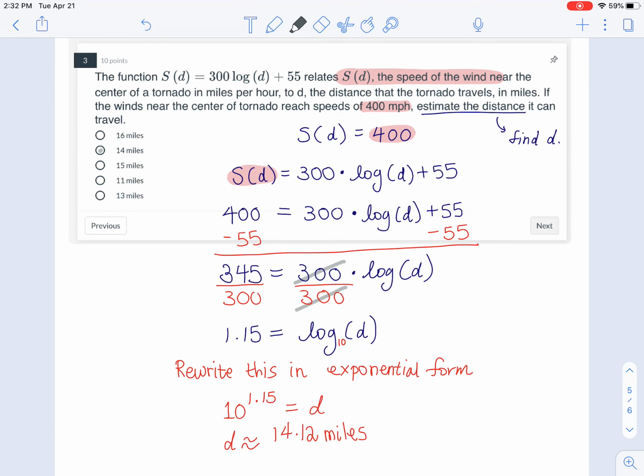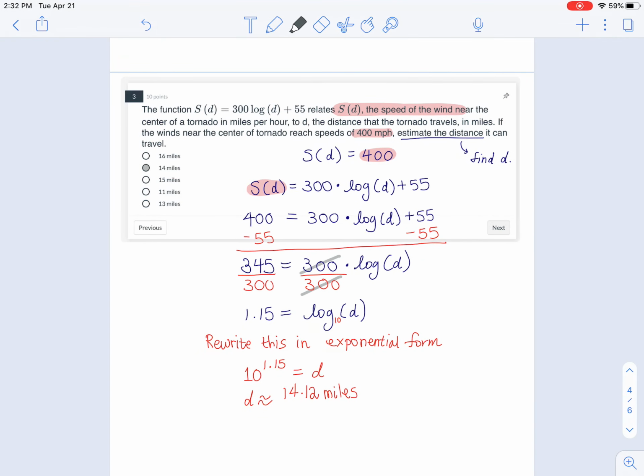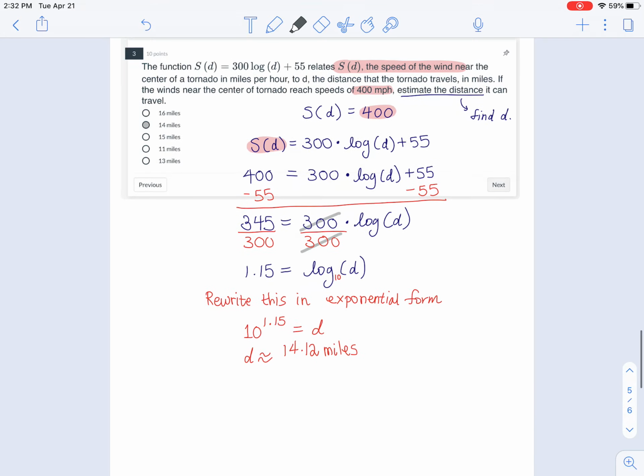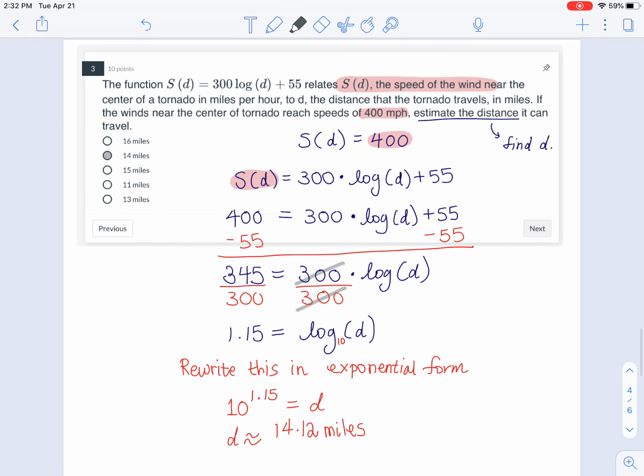So when the wind near the center of the tornado reaches speeds of 400 miles per hour, this tornado can travel 14 miles. Therefore, the answer is going to be 14 miles over here, okay? So I just wanted to do this together.